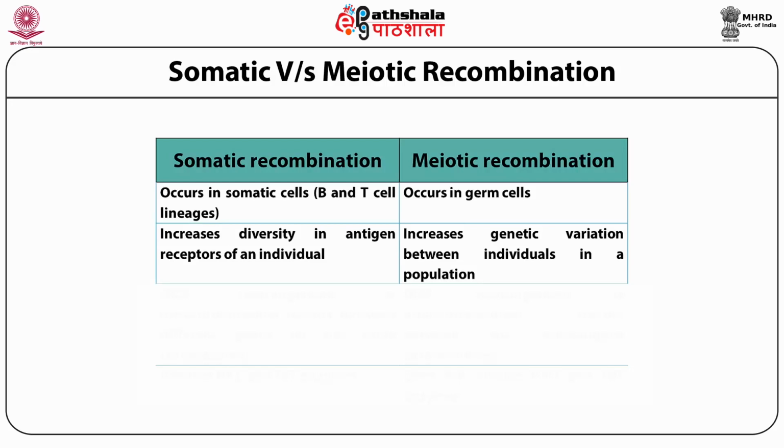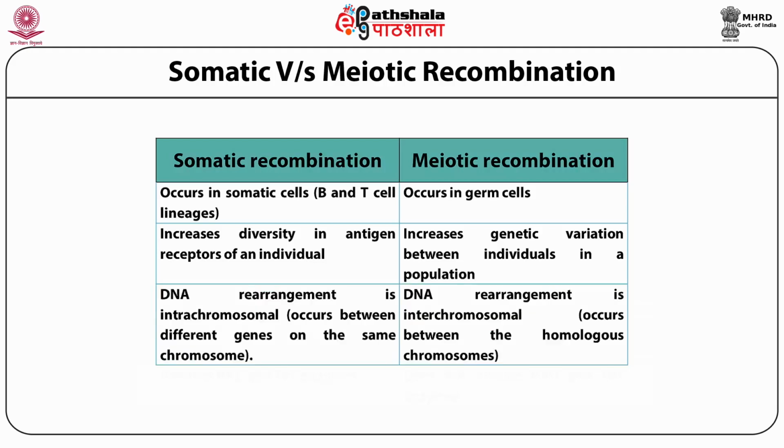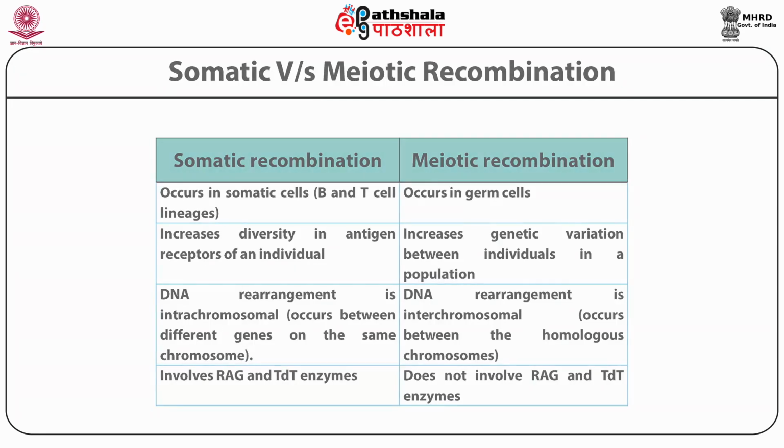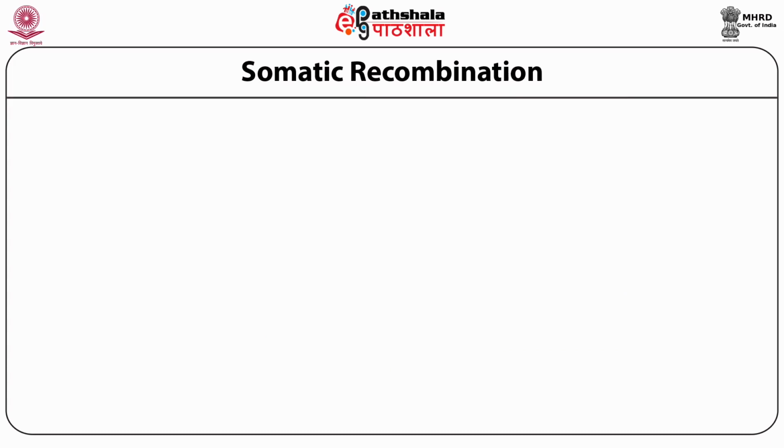Another difference is that in somatic recombination, the DNA rearrangement is intrachromosomal. That is, it occurs between different genes on the same chromosome. While in meiotic recombination, DNA rearrangement is interchromosomal. That means it occurs between homologous chromosomes. Another point of difference between somatic and meiotic recombination is that somatic recombination involves RAG and TdT enzymes, while meiotic recombination does not. Let us now understand the major events involved in somatic recombination.